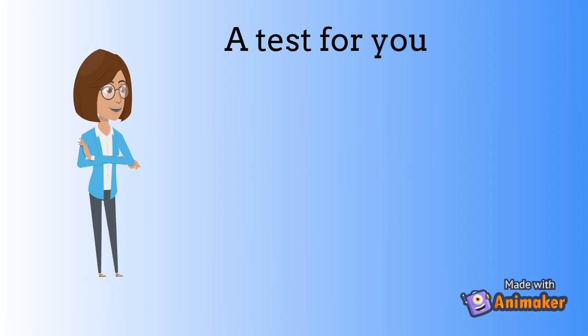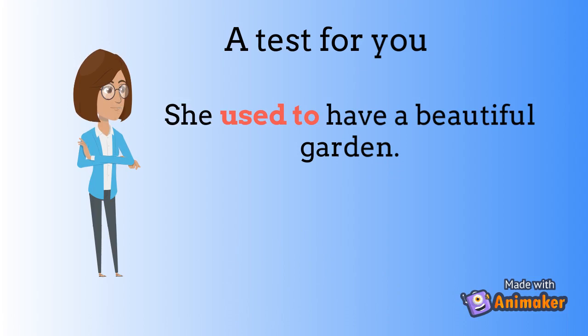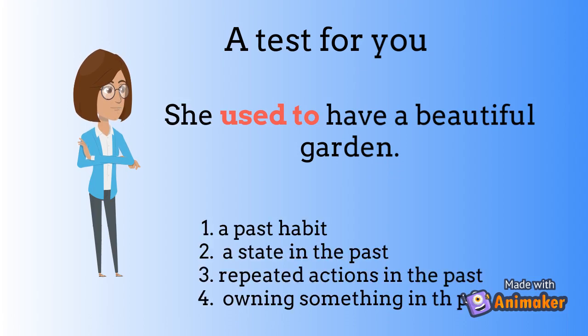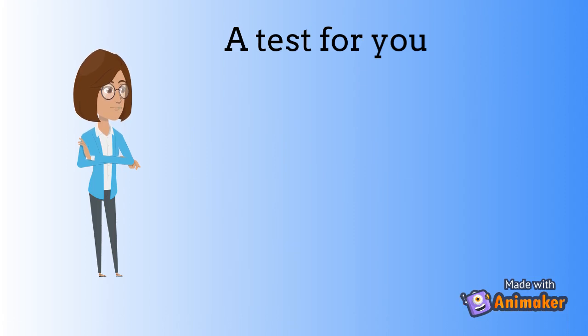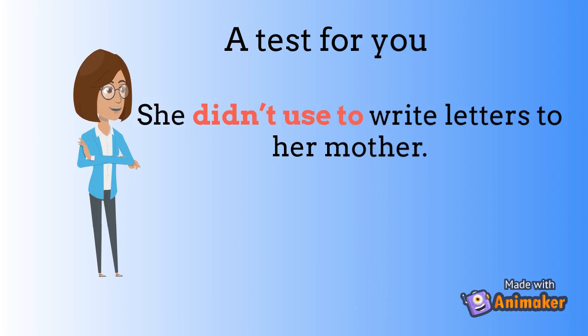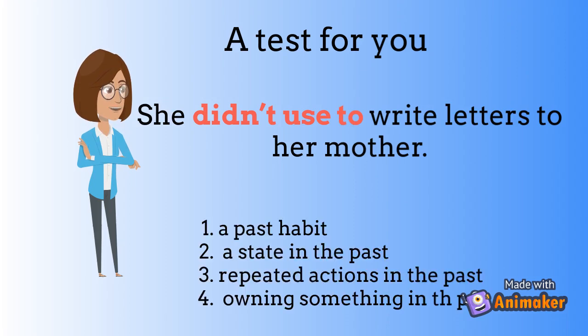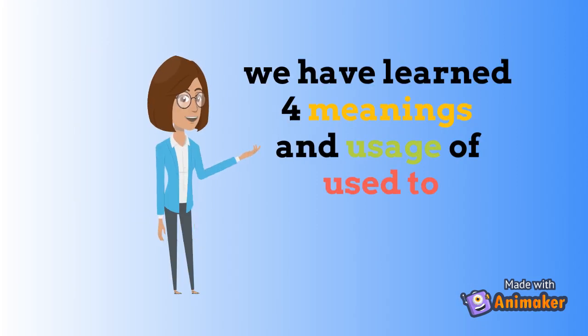Another one. She used to have a beautiful garden. What does it mean? Owning something in the past. Try this one too. She didn't used to write letters to her mother. What's the meaning? A past habit. So, my dear friends, in today's lesson, we have learned 4 different meanings and usage of used to.